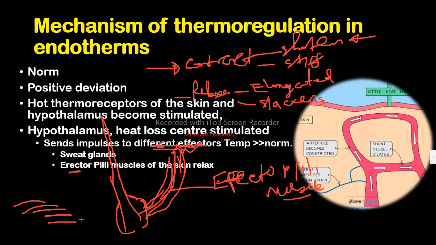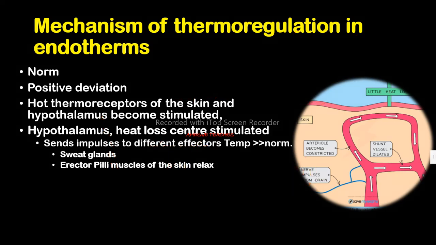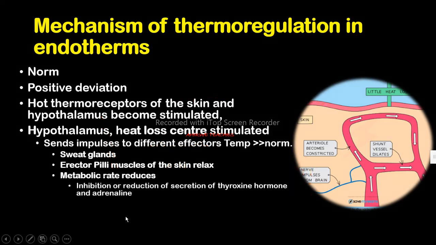And when the hair falls down, then no layer of moist air is trapped. And if there is no layer of moist air trapped, then you easily lose heat out of your body. Then the metabolic rate reduces due to inhibition of secretion of thyroxine and adrenaline hormone. If you remember from our coordination, we saw that these guys, the thyroxine and adrenaline hormone, they have an effect on the metabolic rate, on the body's metabolism.